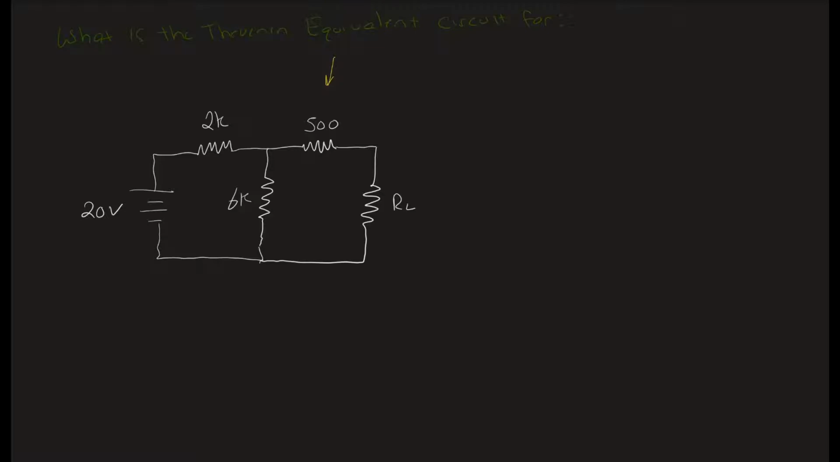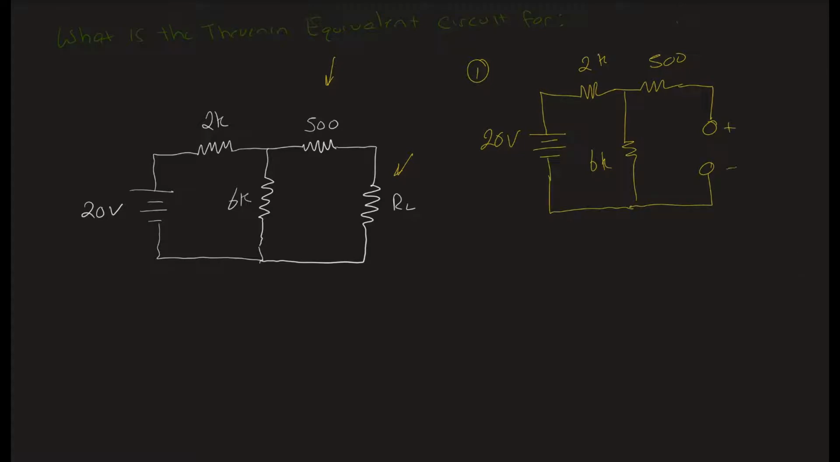So again, remember, step 1, open it at the load. That's this guy right here. And solve for Thevenin. So we'll redraw it. 20 volts. We got a 2K. We've got over here a 500. 6K. And then again, we open it at the load. Always open for Thevenin. So we've got Thevenin right here. And so we need to figure out what is the difference between those 2 points, and that is our Thevenin.